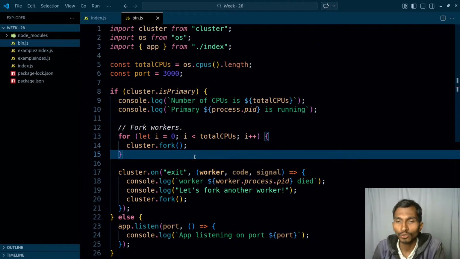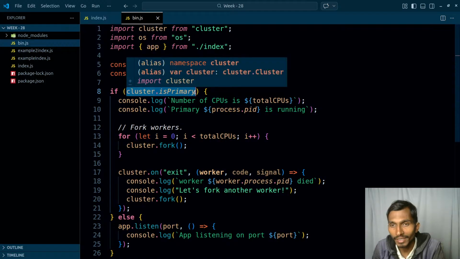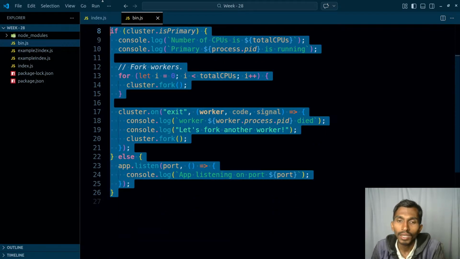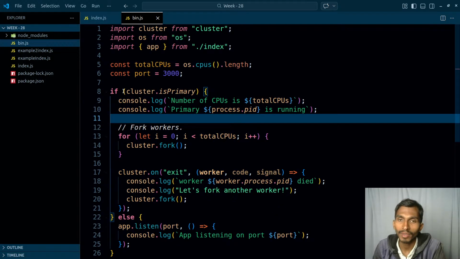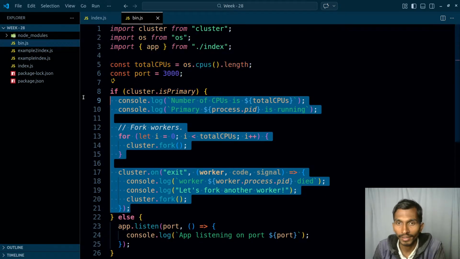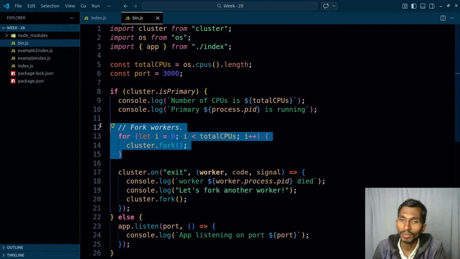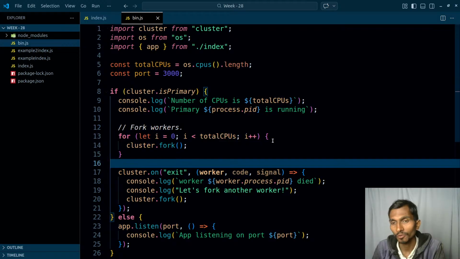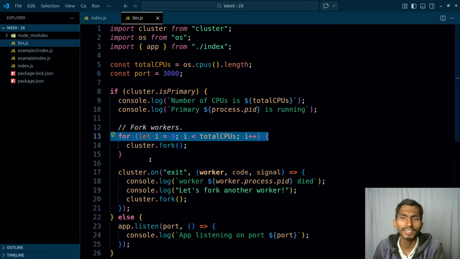And when this file is actually running again, at that time... because if the cluster is running for the first time, ultimately this file is running for the first time, at that time cluster.isPrimary is going to be true. That simply means this particular part is going to run, and this part is mainly going to fork the threads, if I'm not wrong.